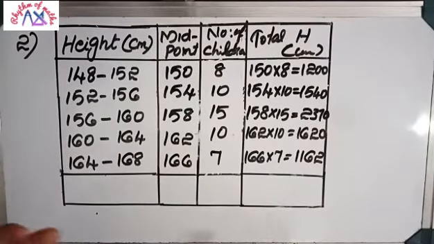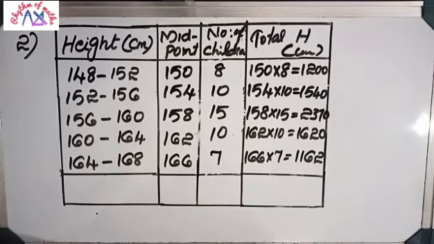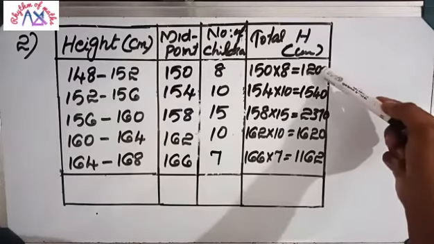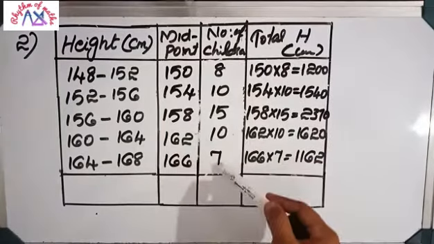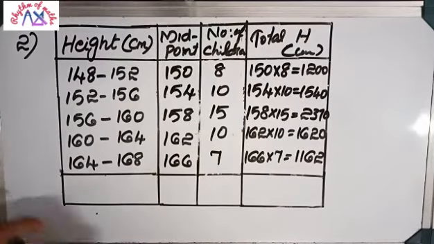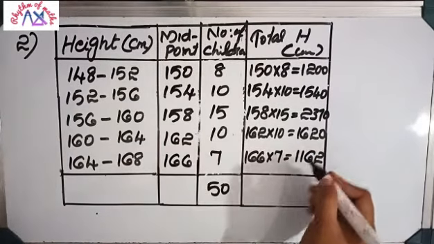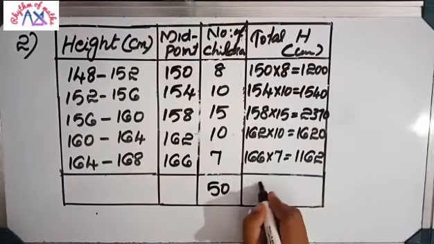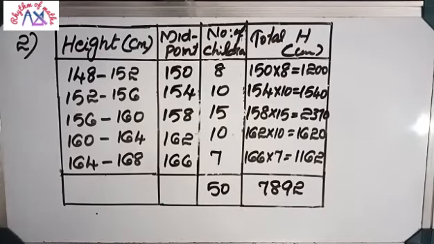When you multiply these numbers, we will get a column like this: 1200, 1540, and so on. Now what is the next step? Just add all these numbers, and add the number of children also. When you add the number of children, we get 50. The sum of all the total heights is 7892. Okay, this is the answer.